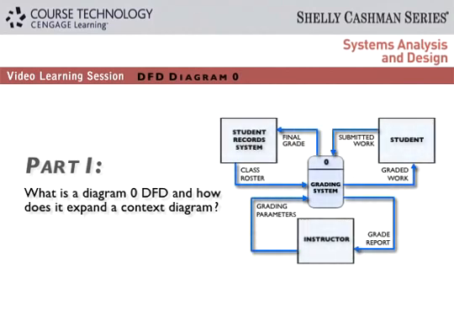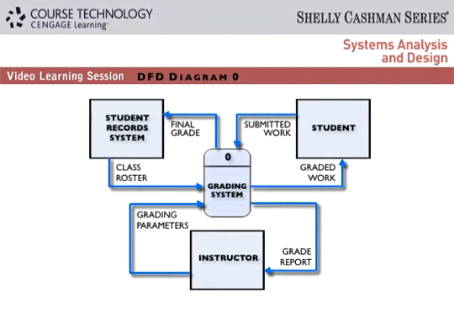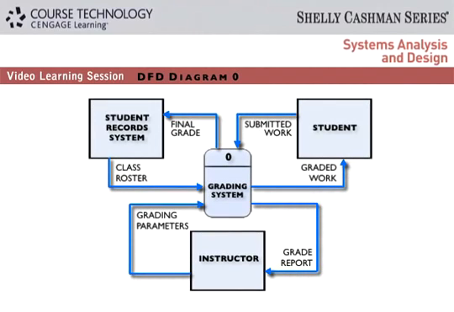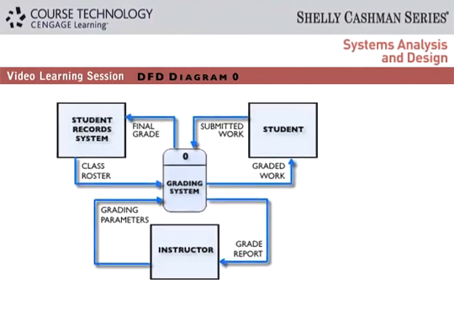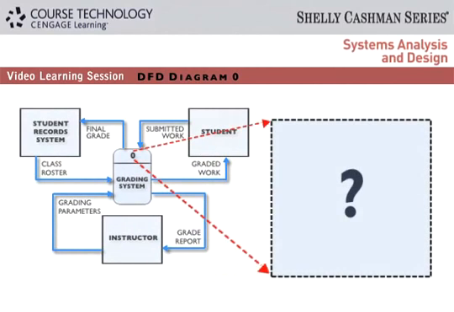A context diagram is a top-level view of the system and the external entities that interact with it. In a context diagram, a single process, called process 0, represents the entire system. To see more detail, you must open up process 0. If you think of process 0 as a closed box, Diagram 0 is what you would see when you take off the cover and look inside.